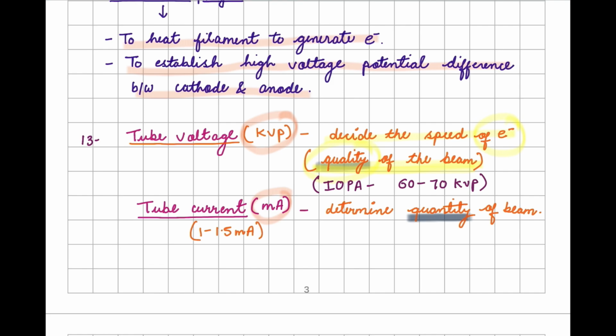For IOPR, the tube voltage is generally between 60 to 70 kVp. Now let's see what is tube current. It is generally 1 to 1.5 milliampere and it determines the quantity of the beam. It determines the quantity of the beam. Okay.